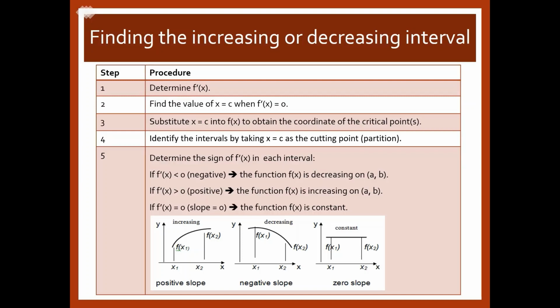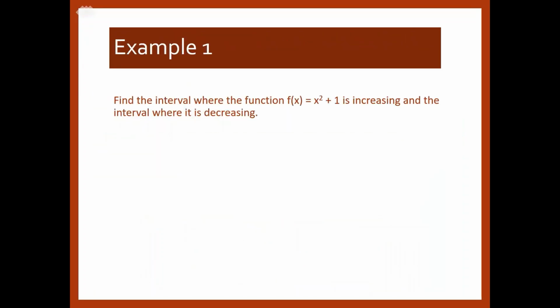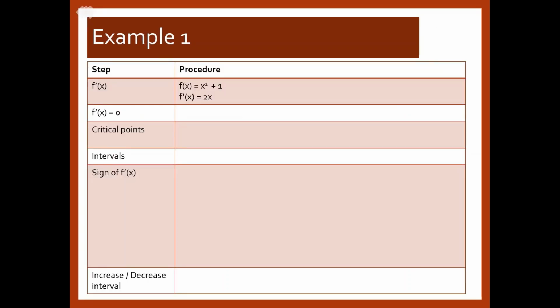If the sign is negative, the function is decreasing. If the sign is positive, the function is increasing. Refer to example 1. You need to find the increasing or decreasing intervals for the given function. To solve, you need to find the answer for f prime x first.